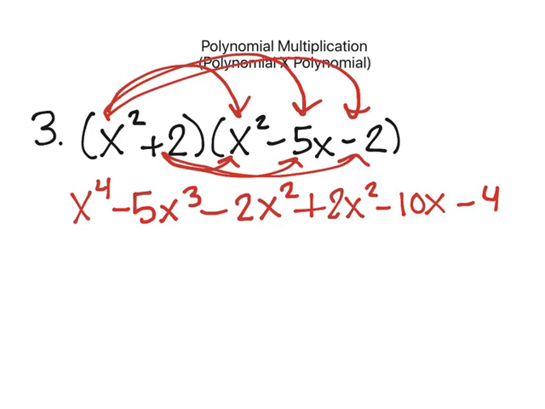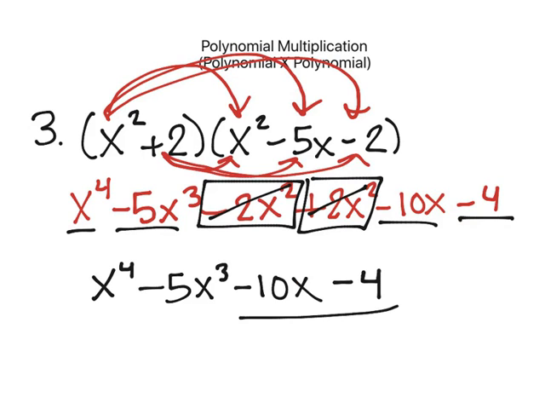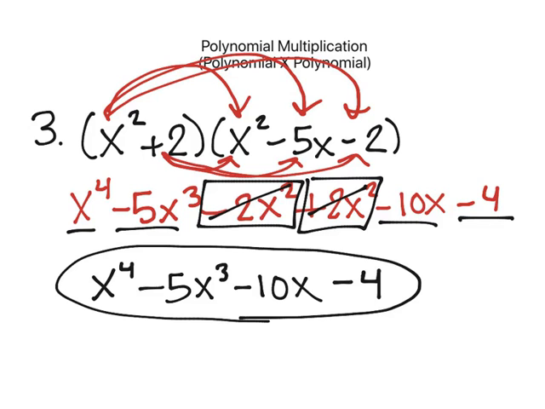Combine like terms. X to the 4th just stays x to the 4th. Negative 5x cubed just stays negative 5x cubed. Negative 2x squared and positive 2x squared cancel, go to 0. And then negative 10x, nothing to combine with that, so bring it down. And negative 4, nothing to combine with that constant, so just bring it down. Final answer. Let's try one that looks a little bit different.